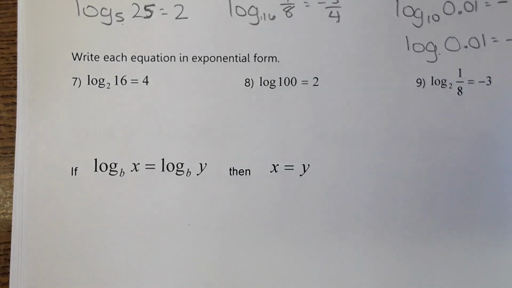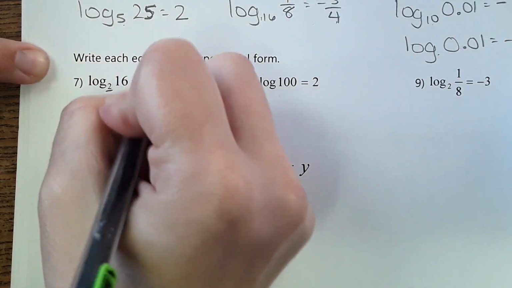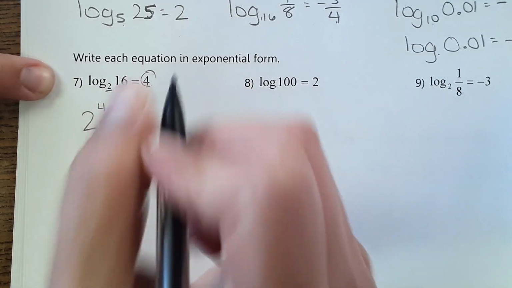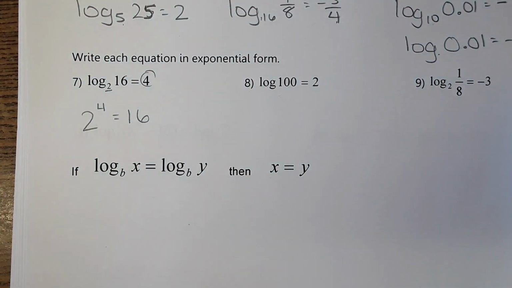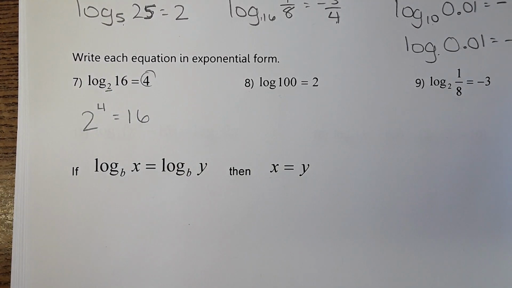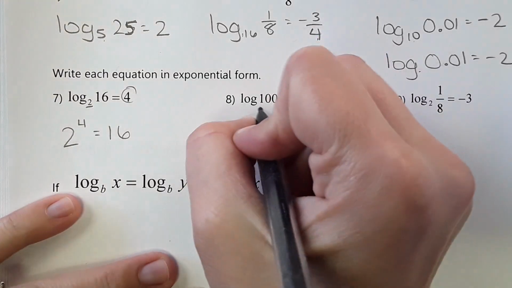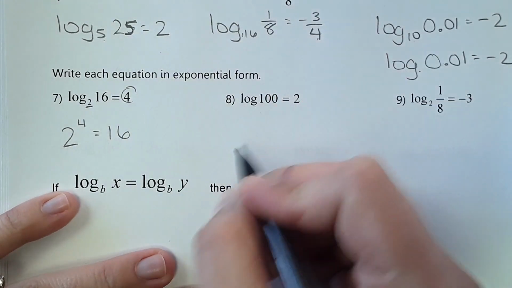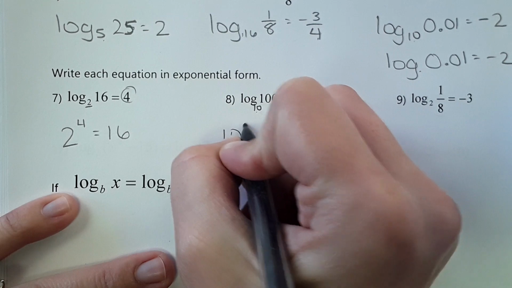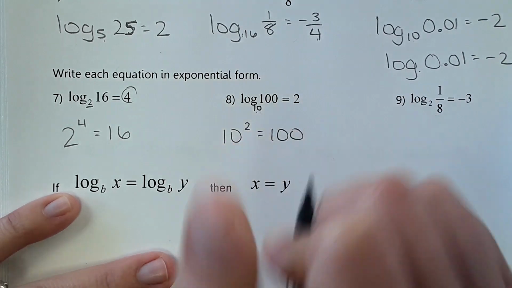Write each equation in exponential form. So now we're working backwards. And remember, base is the base, exponent at the end. So base is the base, exponent at the end equals 16. Which, 2 to the 4th power, yes, that would equal 16. Okay, base is the base. It doesn't have a base there, so that means the base is 10. So base is the base, exponent at the end is 100.